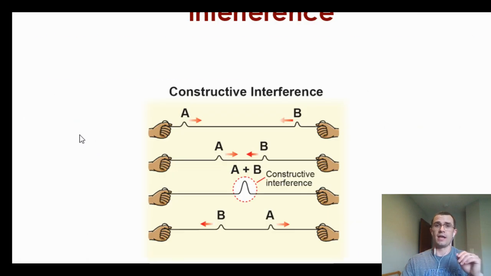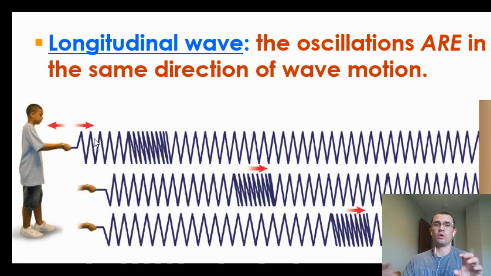Sound is an example of a longitudinal wave. So our voice creates pressure in the air, and we have areas of high pressure and low pressure that are traveling across the room until they hit someone's ears, and your ear picks up that pressure, that vibration in your ear, right? So those are longitudinal waves.